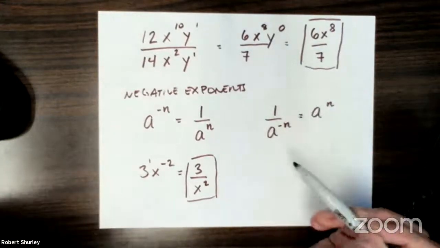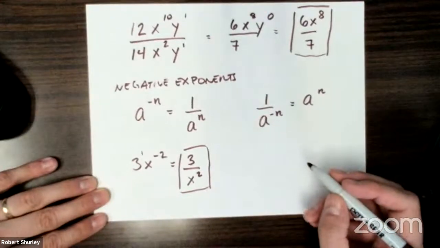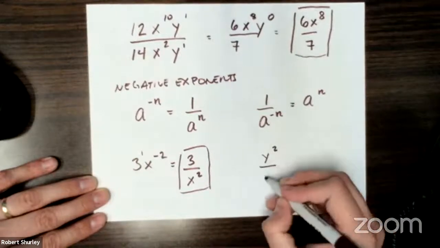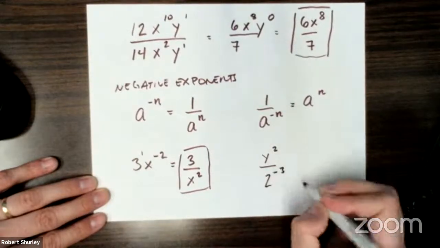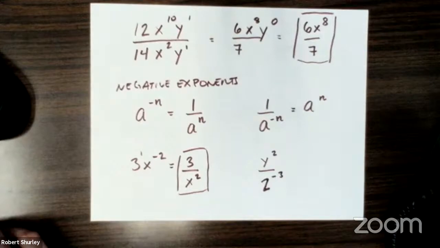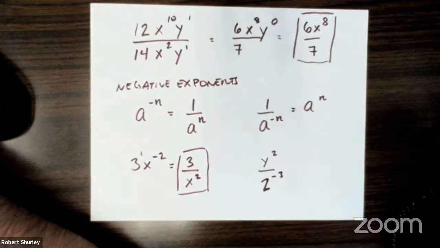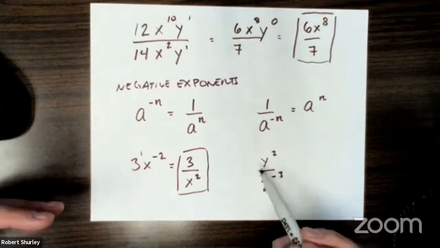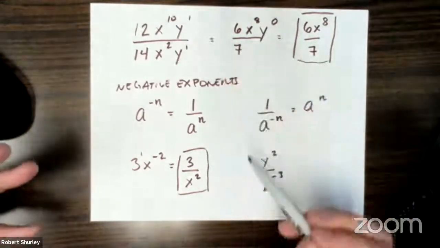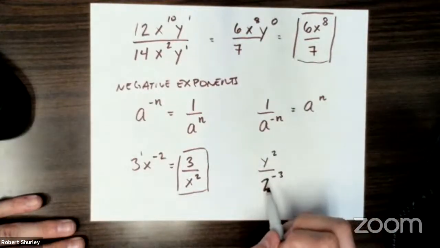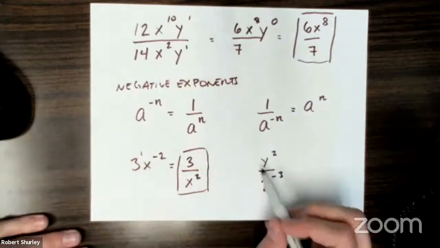So let's do one with a negative exponent on the bottom. Let's say we're working along, and we wind up with y squared over 2 to the negative 3. The y squared is fine. There are no other y's, so there's nothing to combine it with, and the squared is positive, so it's fine. Now the 2, though, is raised to the negative 3. We can't have that.